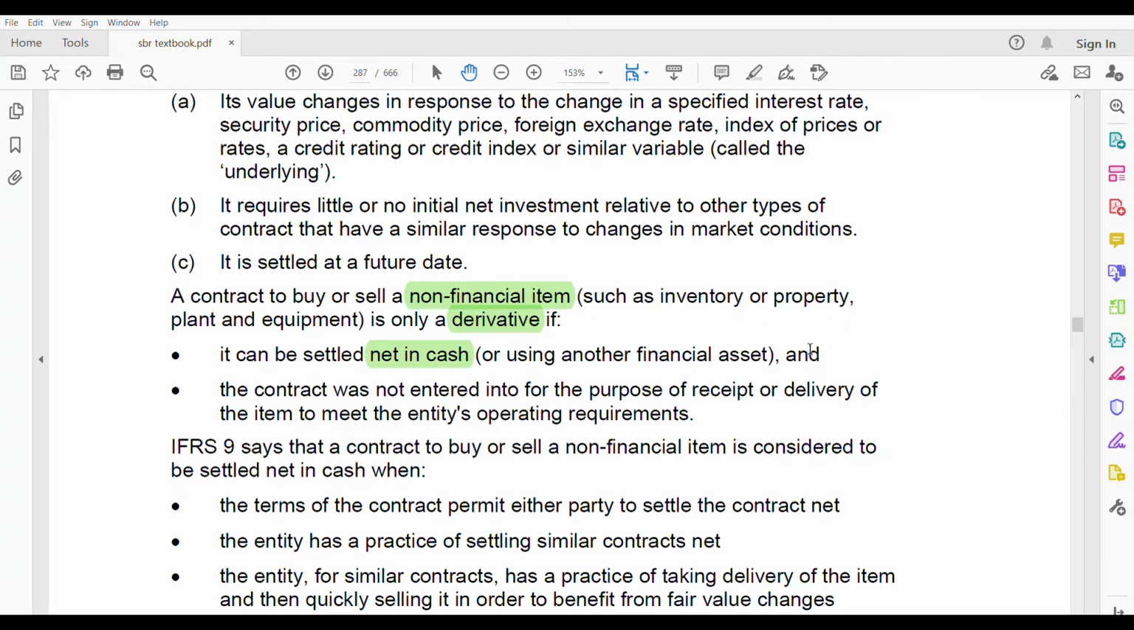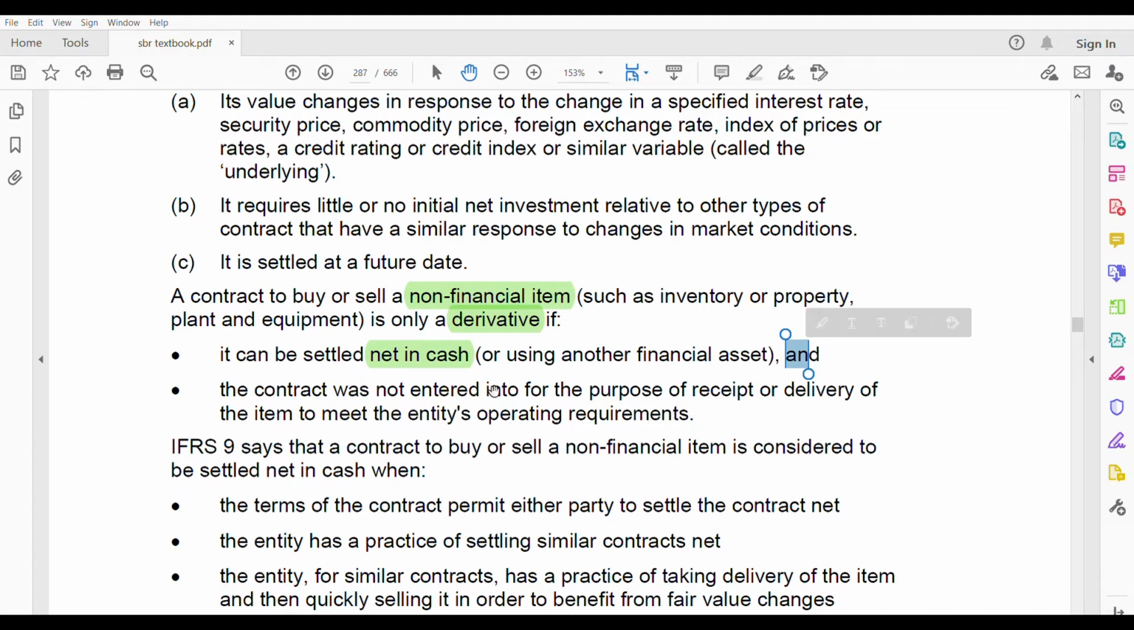And what's the next thing? For example, if you have a contract to buy inventory or property, plant and equipment, how are you settling it? In cash, right? You give cash, you take the property, plant and equipment. Or you might give them your financial asset and take the property. So you can exchange a financial asset also. And both the conditions need to be satisfied.